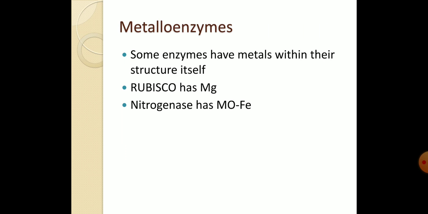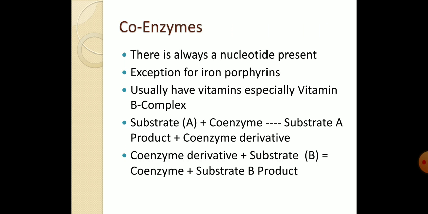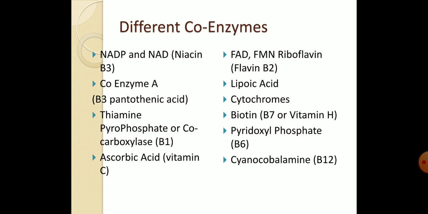Metalloenzymes: some enzymes have the metal within their structure itself. For example, Rubisco has magnesium as part of its structure. Those are called metalloenzymes. Coenzymes: there is always a nucleotide present with the enzyme, and that part is called the coenzyme, with the exception of iron. Especially the vitamin B complex has this type of coenzyme. The coenzyme derivative plus substrate gives coenzyme plus substrate plus product. So that is how it occurs.